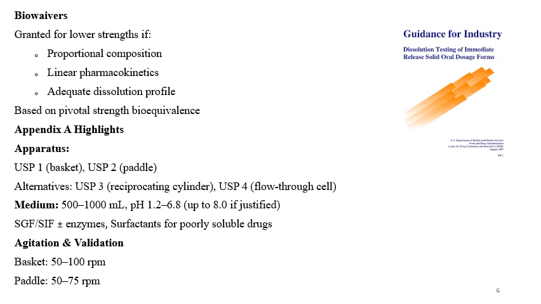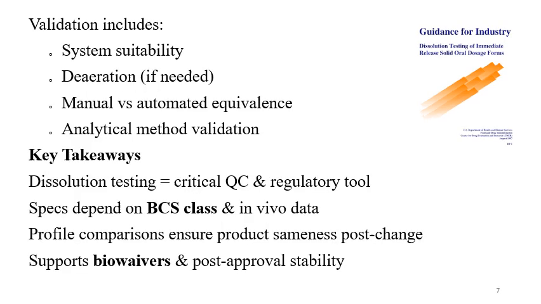Then agitation and validation. Basket with 50 rpm or 100 rpm, paddle with 50 rpm or 75 rpm. Then validation includes system suitability, deaeration or degassing if required, and manual versus automated equivalence is required to be shown. Then analytical method validation is required.